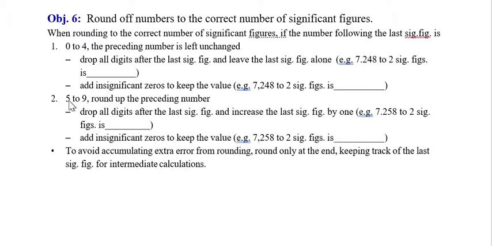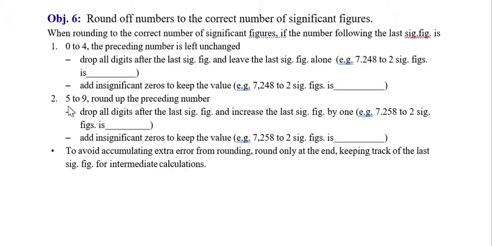Here you can add insignificant zeros to keep the value. So here we have 7,248. If we are going to report that to two significant figures, obviously we can't just say 72 because that would look like 72. So we add what we call insignificant zeros. So we would write this as 7200. That's what we would put there. And that, in effect, rounds this number down to a number that's within significant figures.